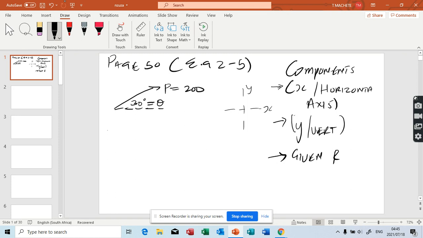So remember, previously we had something like this. You're given the components x and y, and you're required to find the resultant. But in this case, this and this are not given, so now you have to find them. That's the question. Do you get that? Okay, sure.